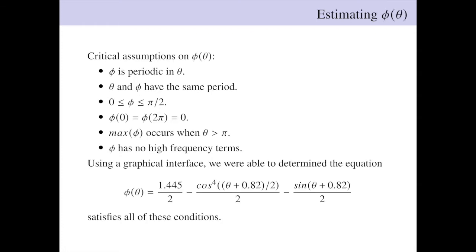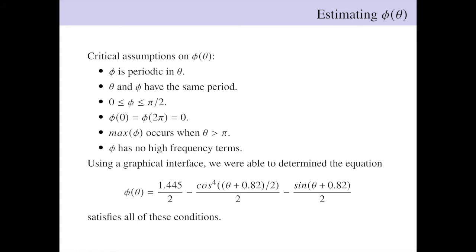In order to estimate the function phi of theta, we began by identifying 6 key criteria that phi has to satisfy. First, we assume that phi is periodic in theta, and that theta and phi have the same period. This ensures that phi has the same behavior for each rotation of theta. Additionally, we restrict the range of phi to be bound by 0 and pi over 2. This is due to the assumption that the bird never leans backwards and cannot lean forwards into the wheel.